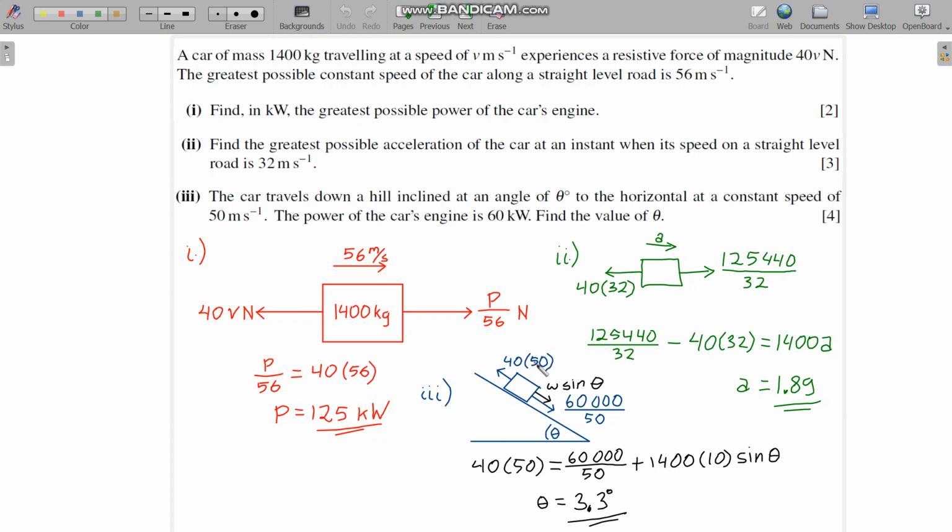So using the energy equation here, we have, we use sigma F equals 0 actually. Yep, that's it. Constant speed, sigma F equals 0. The force up the slope equals the total forces down the slope, and we can find theta.